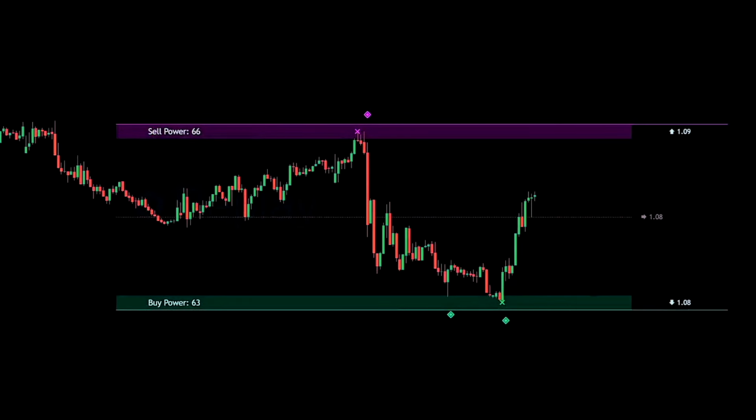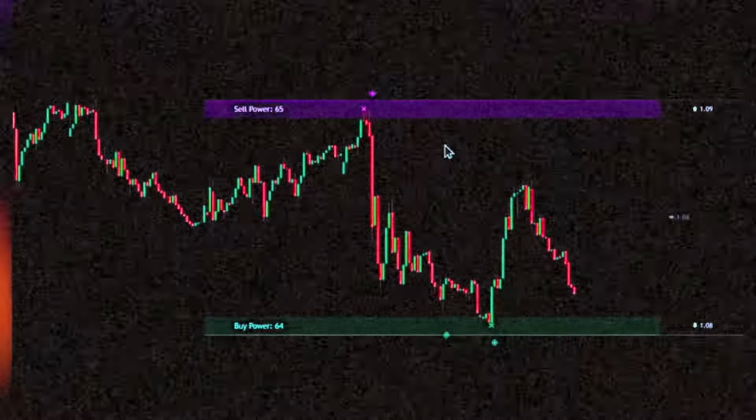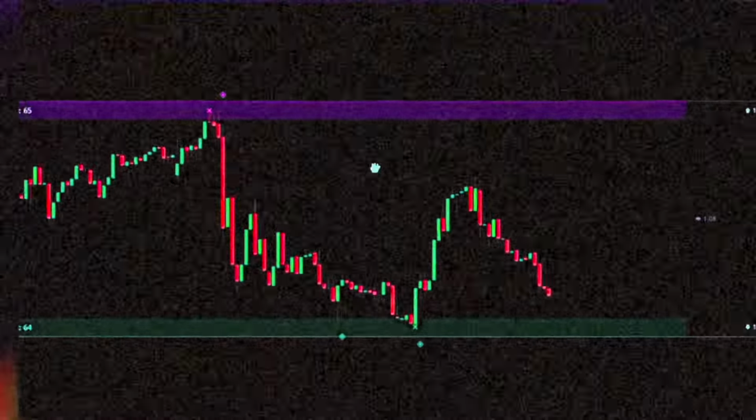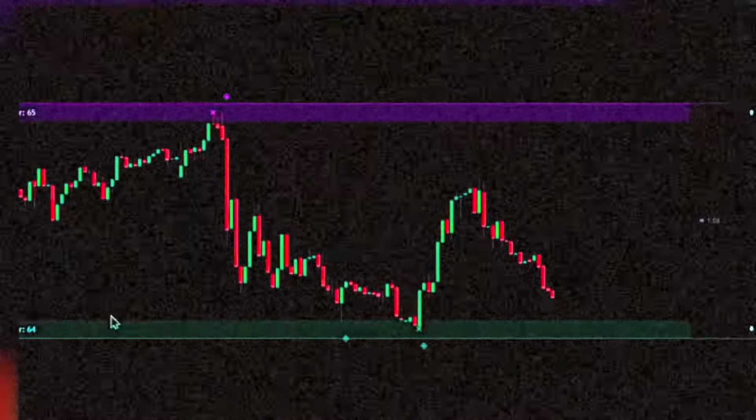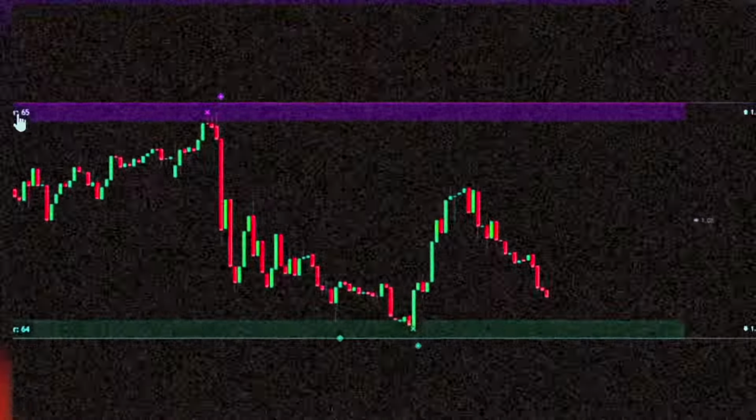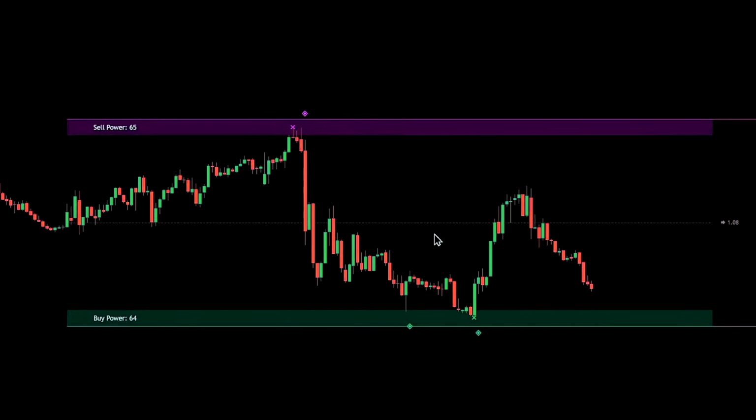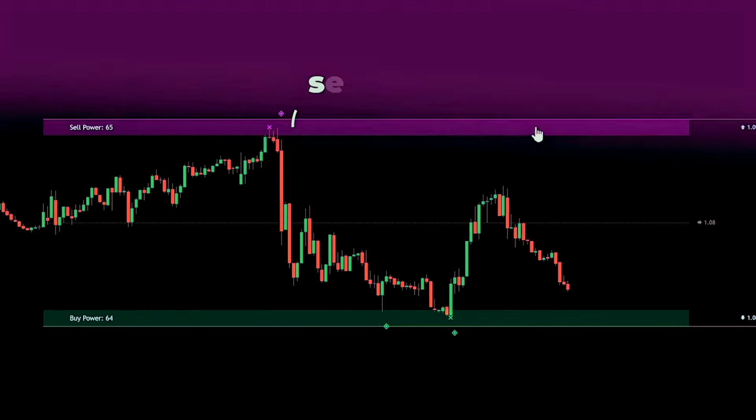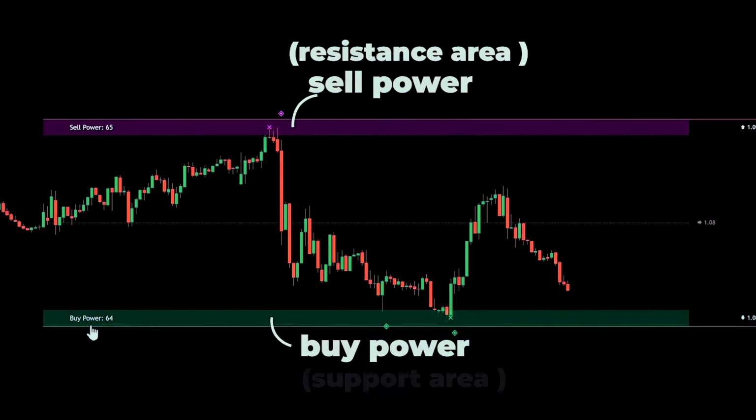Now let's take a look at what this indicator actually does. The Support and Resistance Power Channel automatically plots dynamic zones right onto your chart. The cool part is that it doesn't just draw those zones, it also shows you the level of buying or selling strength happening in those areas, which makes spotting potential reversals way easier. When you load it up, you'll notice a channel. The upper zone, usually shaded pink, is the sell power area, basically your resistance. The lower zone, typically in green, is the buying power area, your support.